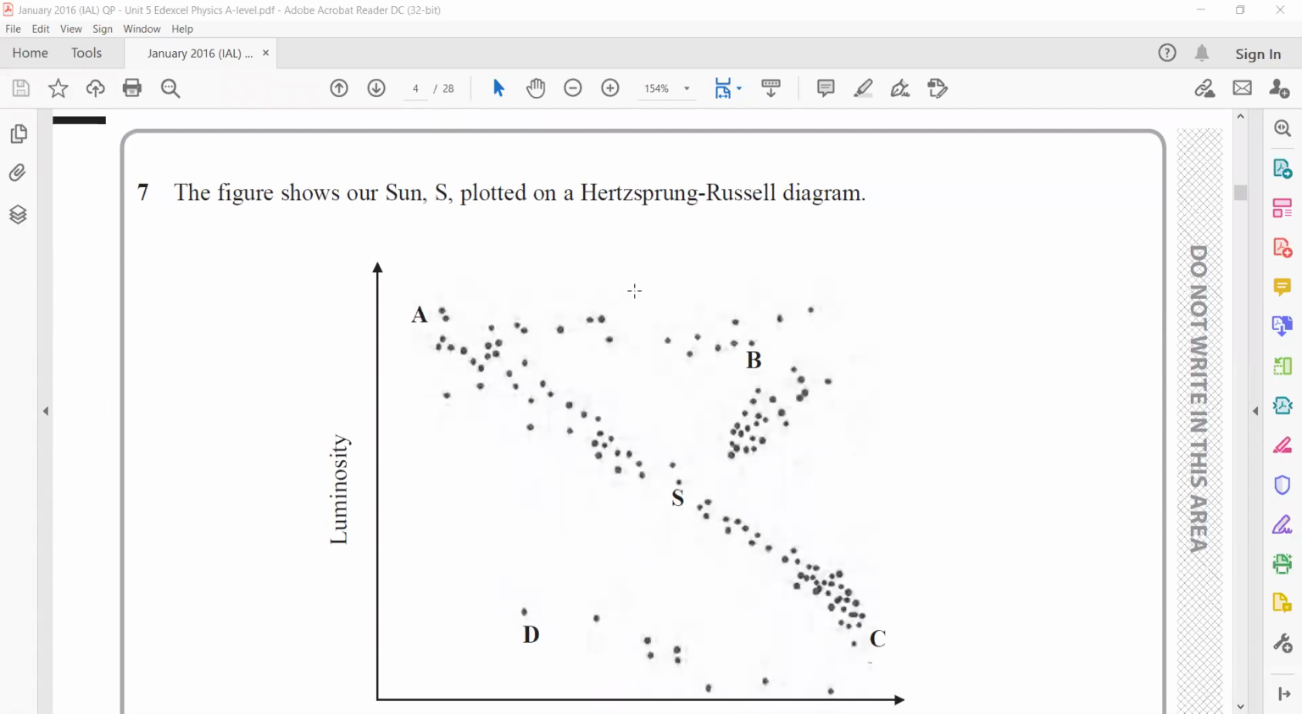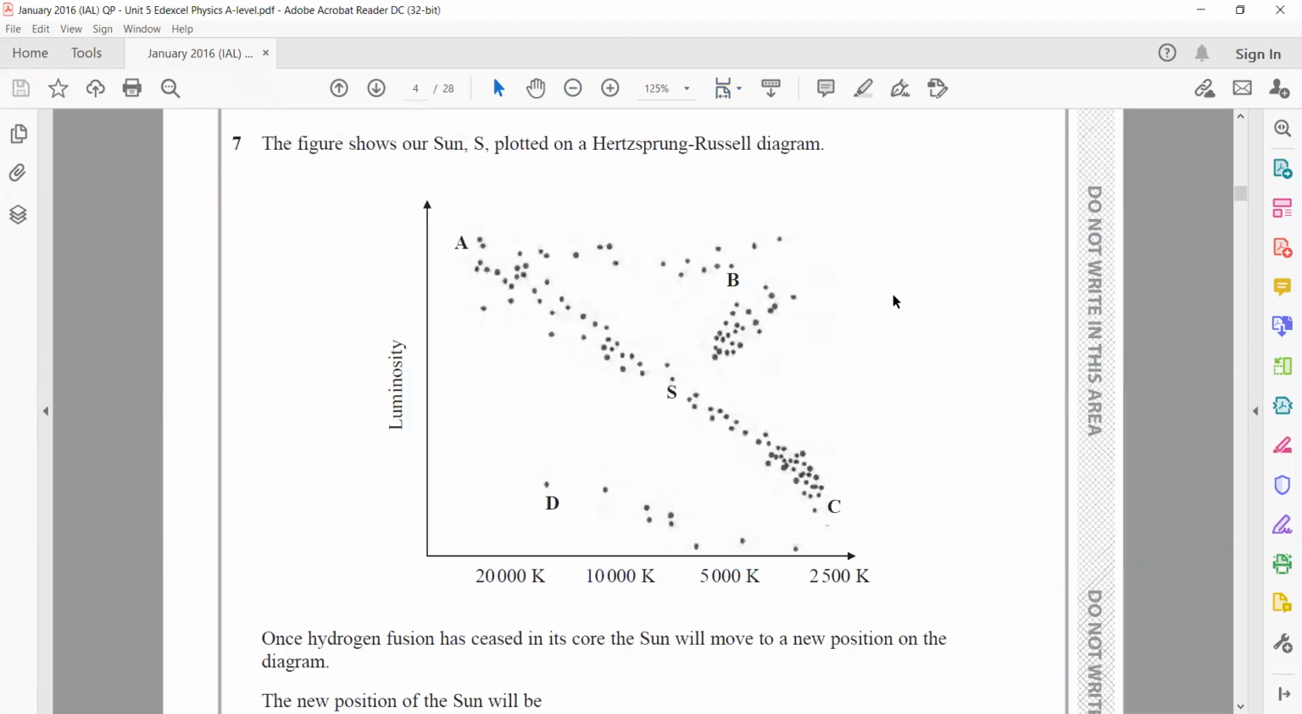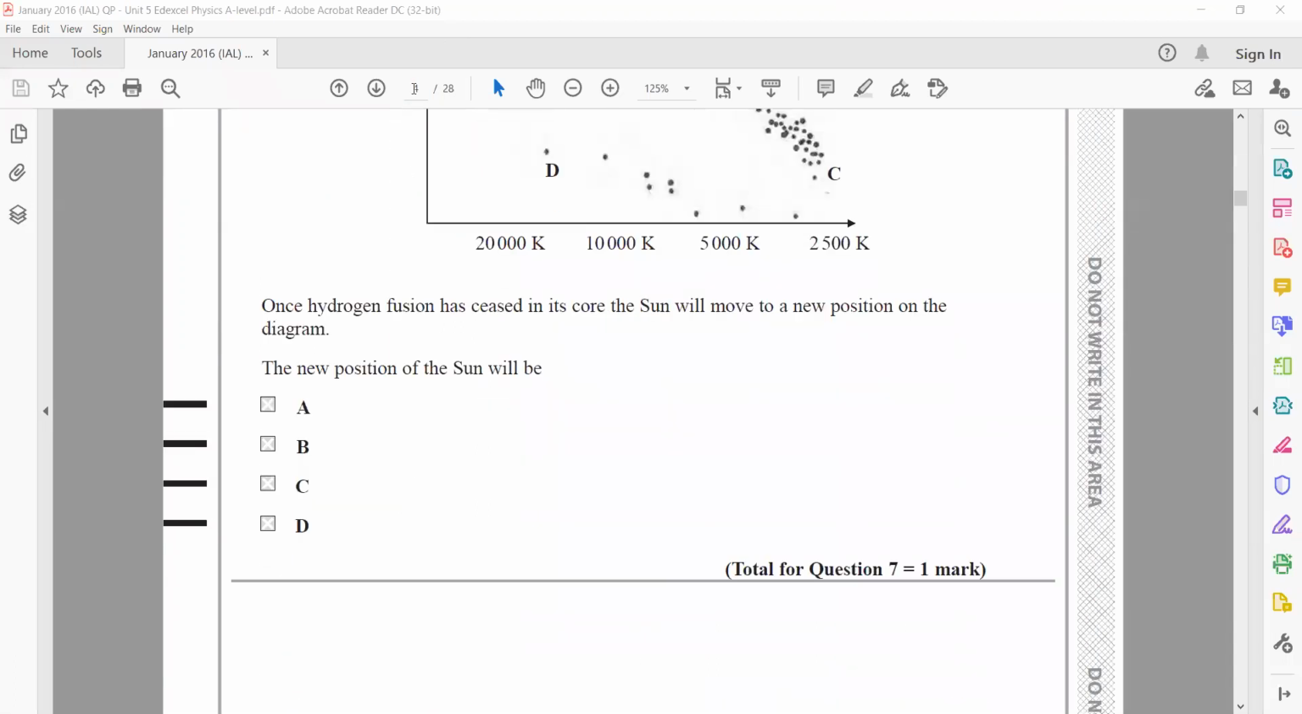The figure shows our sun plotted on a Hertzsprung-Russell diagram. Once hydrogen fusion has ceased in its core, the sun will move to a new position. The sun will turn into a red giant when helium fusion starts, and this is the position where we'll find the red giant. So the correct answer for the new position of the sun is B.